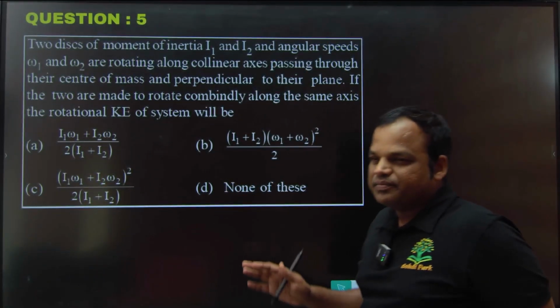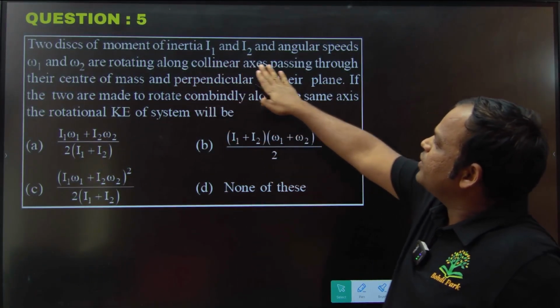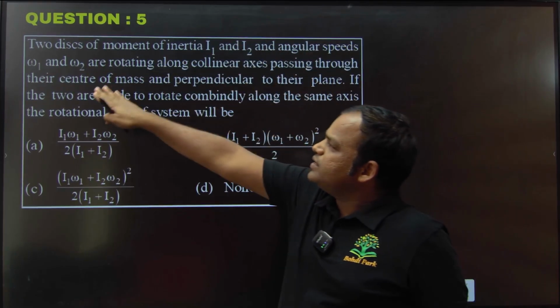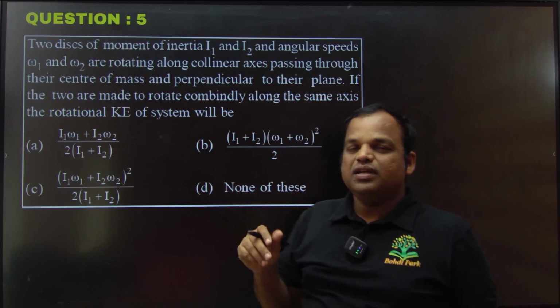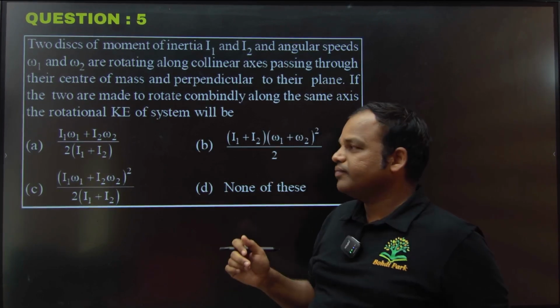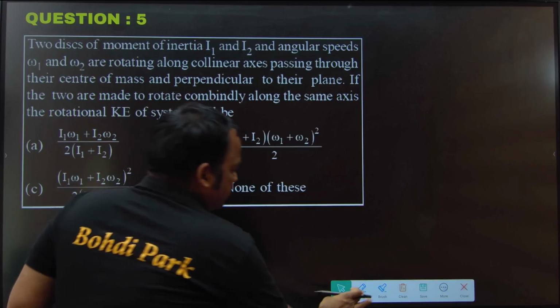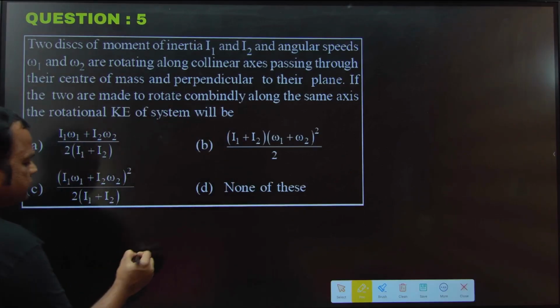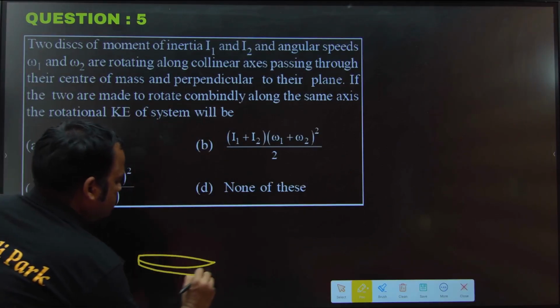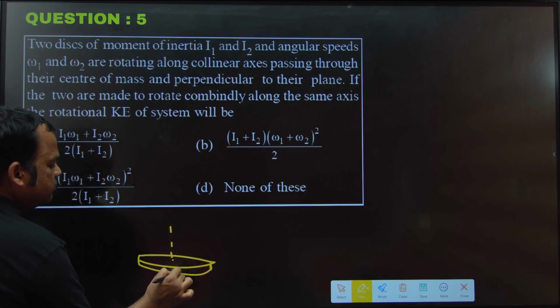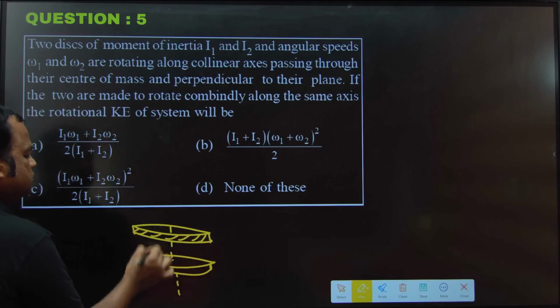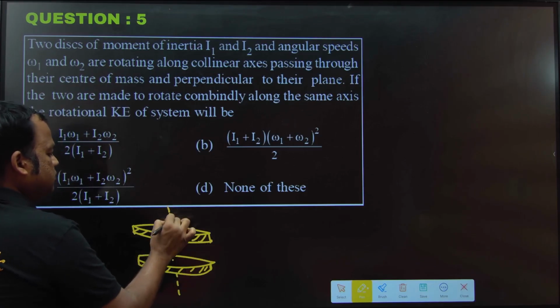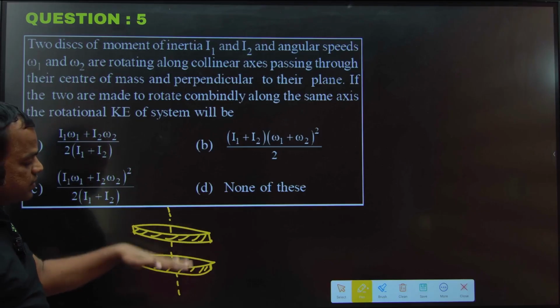So for this question, two disks of moment of inertia I1, I2, angular velocities omega 1, omega 2, are rotating along a collinear axis. Collinear axis means both have the same axis. So if we draw the diagram, they will look like this. Suppose this is the first disk and this is the second disk. First disk, second disk, both are like this.